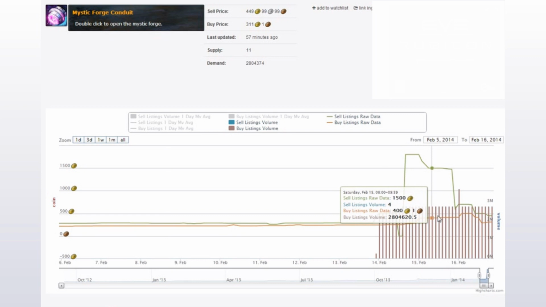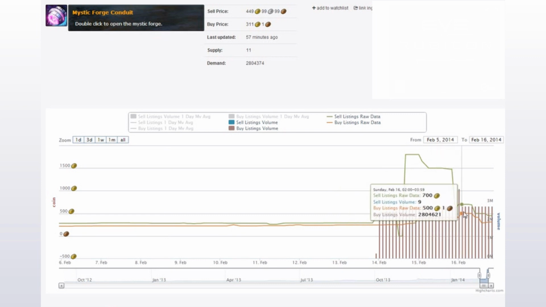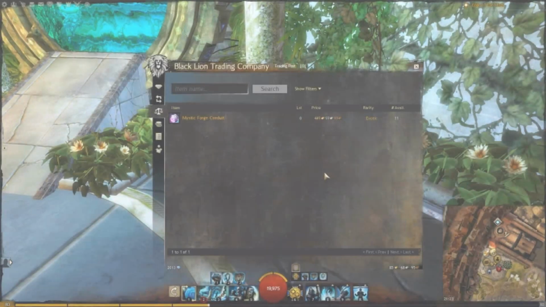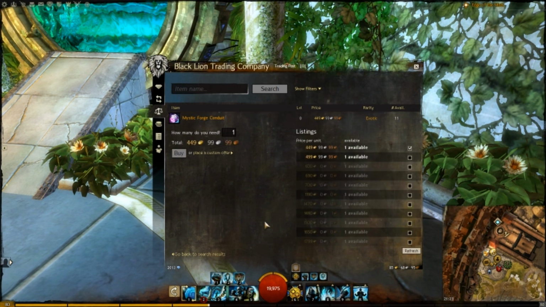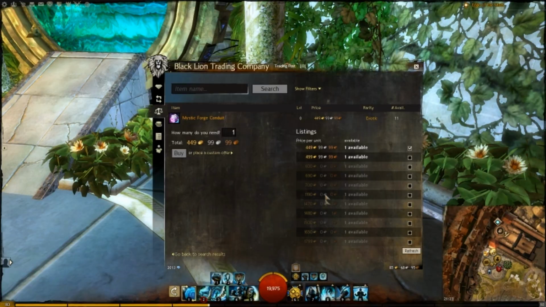But as you can see, the price started to fall again and more conduits were listed again. And the price is almost back down to the normal level. So I believe that person failed really hard. And I also think that person made two huge mistakes.